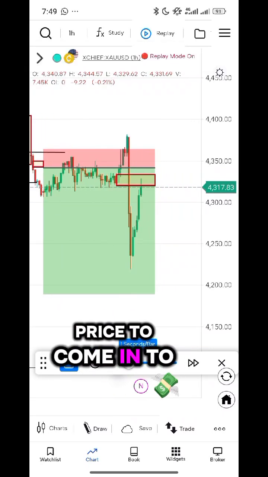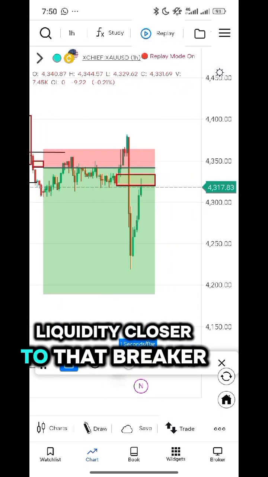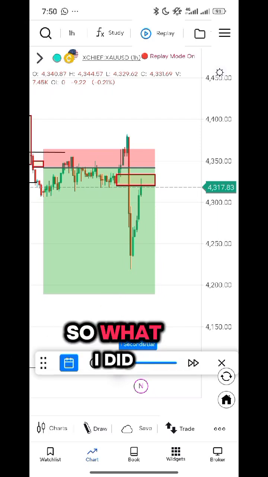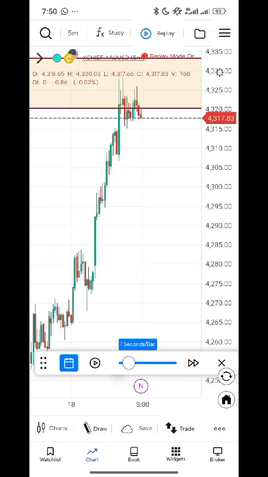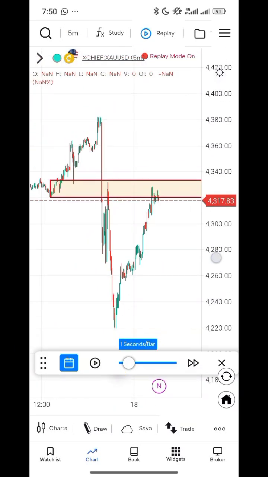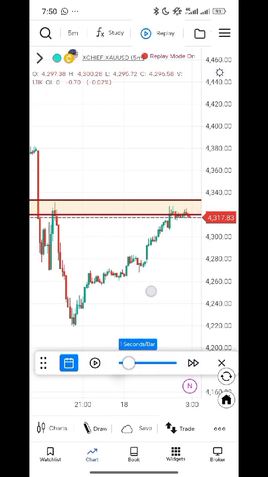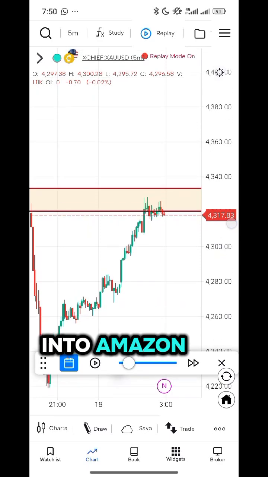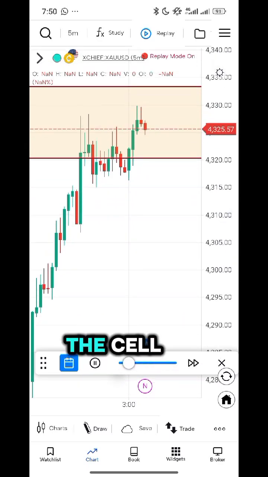I waited for price to come into that breaker. I didn't just get in on this trade because there was no liquidity closer to that breaker, and I don't just take trades without liquidity. So what I did was I went down to 5 minutes for confirmation. When price came into that zone, what I wanted was a shifting market structure. Then I would join the sell.